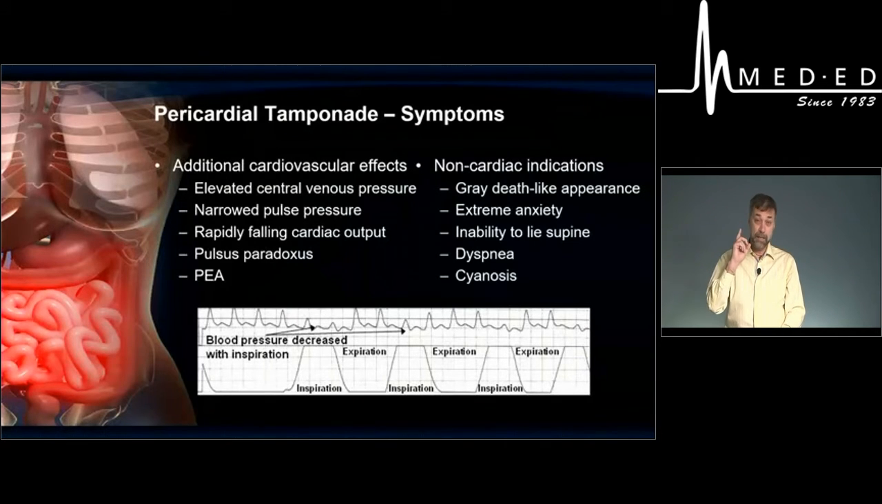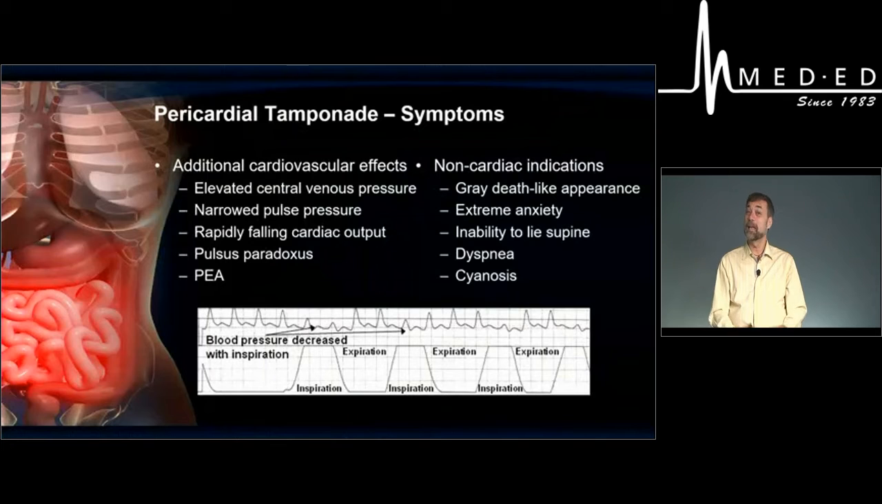Pulsus paradoxus is a drop of systolic blood pressure of 10 millimeters of mercury or more on inhalation. And it's usually associated with any condition that increases intrathoracic pressure, including a pericardial tamponade. Make sense? Now, the other cardiovascular finding we may see with the tamponade is PEA.